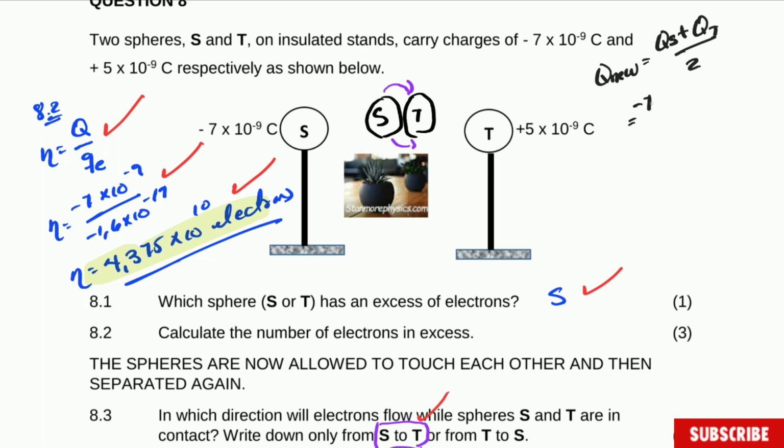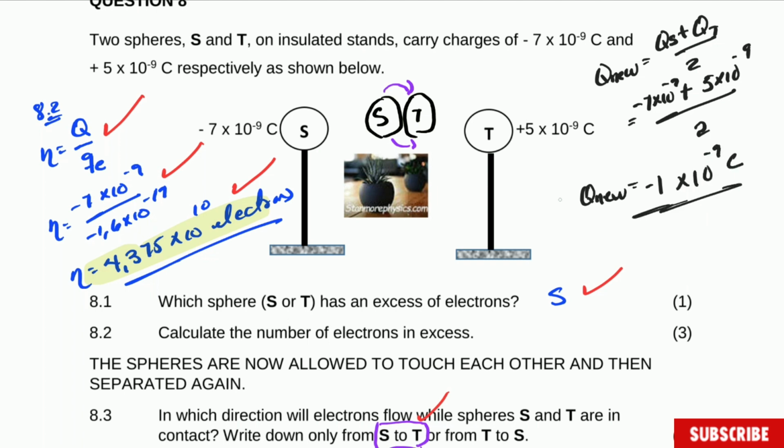So it's minus 7 times 10 to the minus 9 plus 5 times 10 to the minus 9, everything divided by 2. And then you will get that the Q new is going to be equal to negative 1 times 10 to the minus 9 coulomb. And that is the final answer for this question as well as for the video. In this question, you also have 3 marks, one for the formula, one for the substitution, and one for the answer.